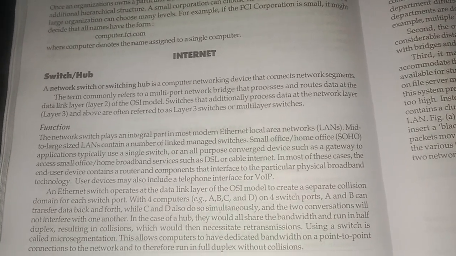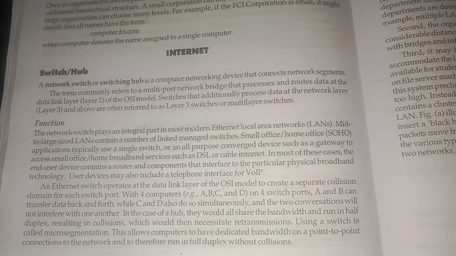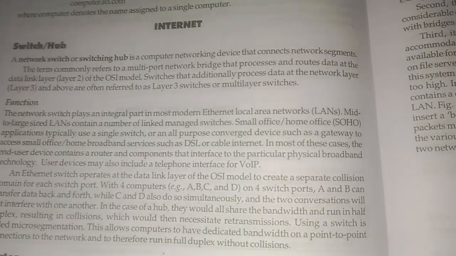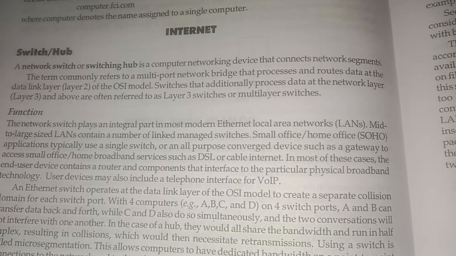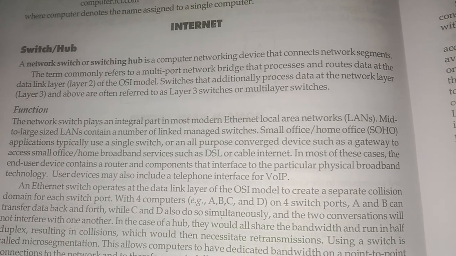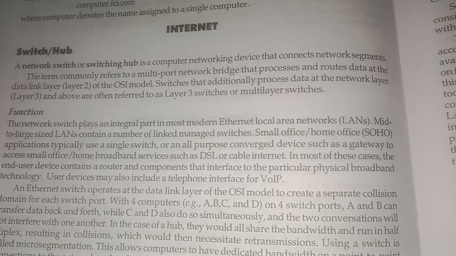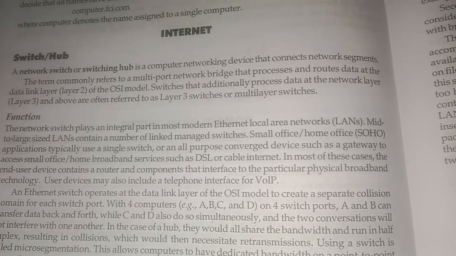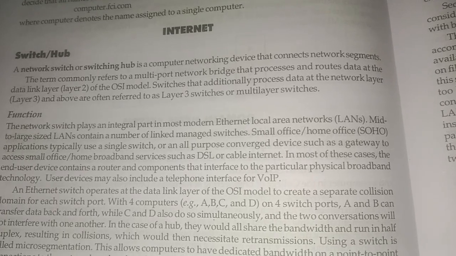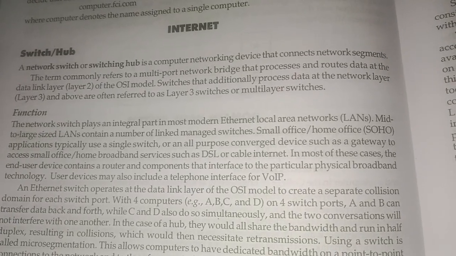Data link layer, layer 2 of the OSI model. Switches that additionally process data at the network layer, layer 3, and above are often referred to as layer 3 switches or multi-layer switches.